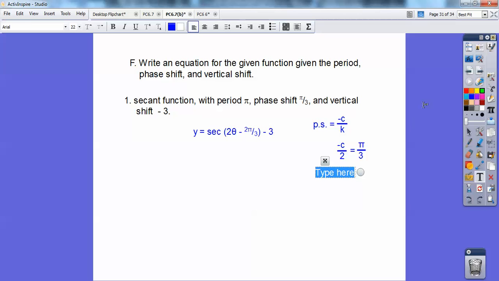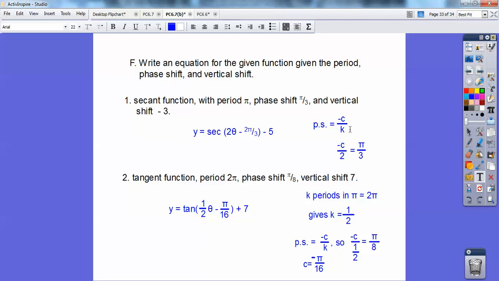Okay, everything else is cool. What else do I have here? Tangent function, period is 2 pi. Remember, for a tangent function one period is in pi, so there must be a 1/2 in front of the angle theta. So k is 1/2. My phase shift is opposite c over k, so it's opposite c over 1/2, and I know it's pi over 2, so I get c to be negative pi over 16. The vertical shift is plus 2, so there's my equation.